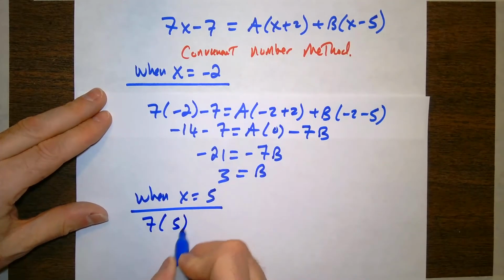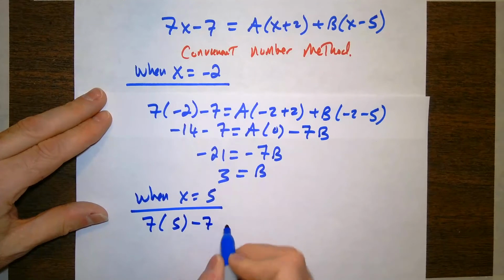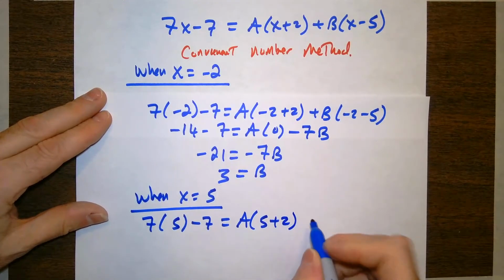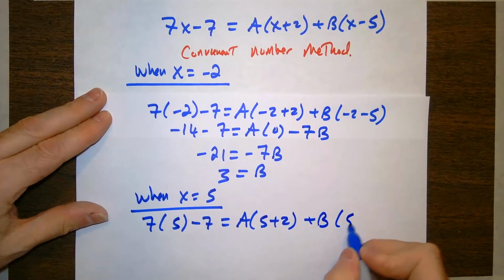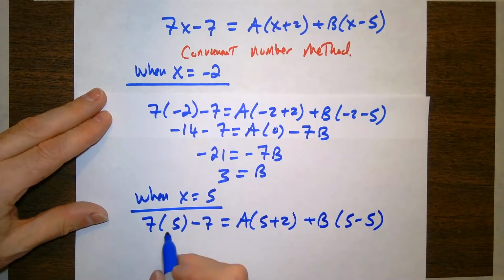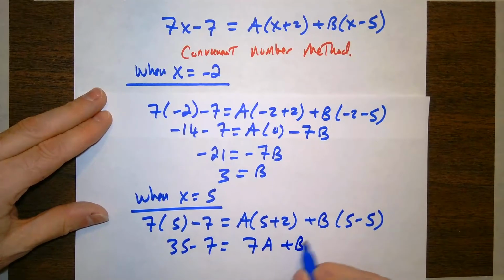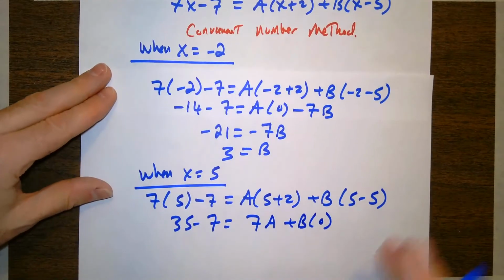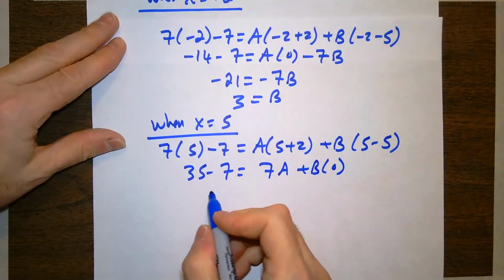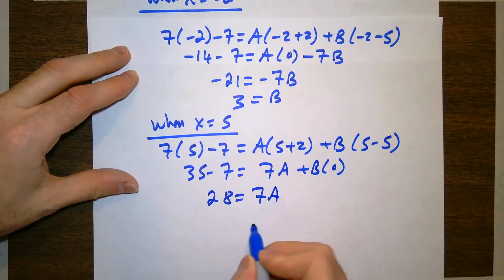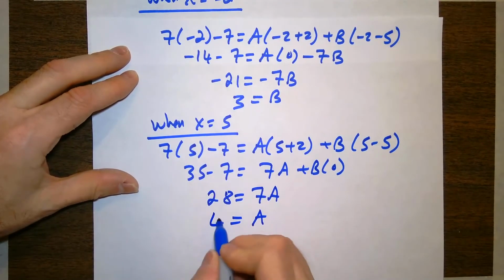7 times 5 minus 7 equals a times 5 plus 2 plus b times 5 minus 5. I get 35 minus 7 equals 7a plus b times 0, which means that's going to disappear. I'm going to get 28 equals 7a. A is equal to 4.